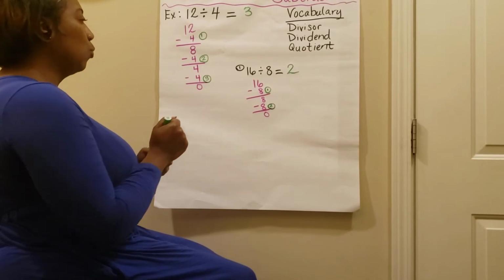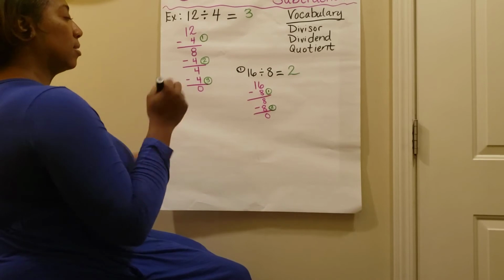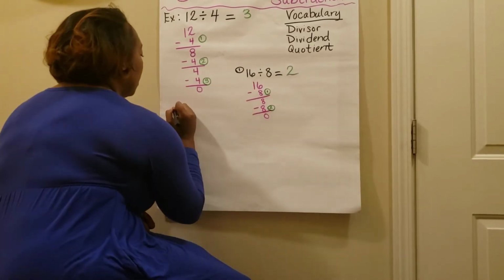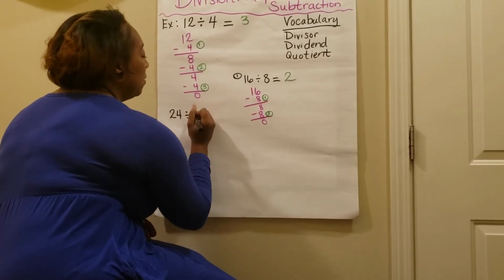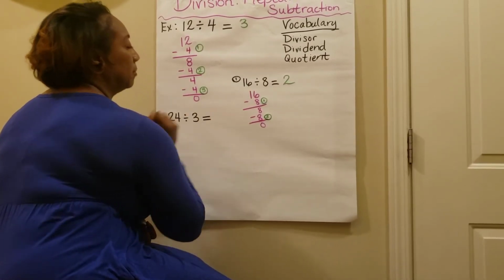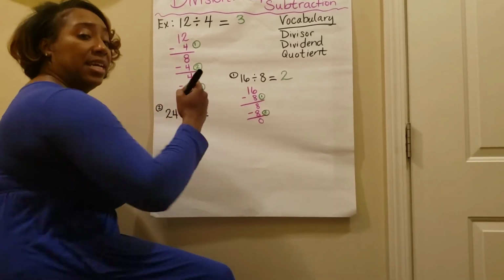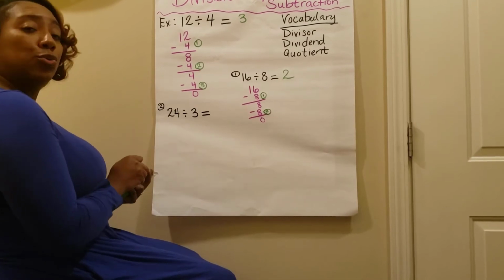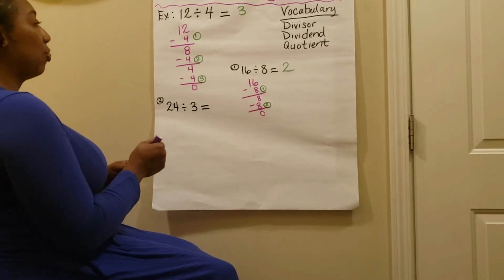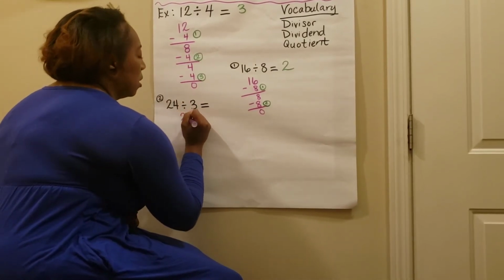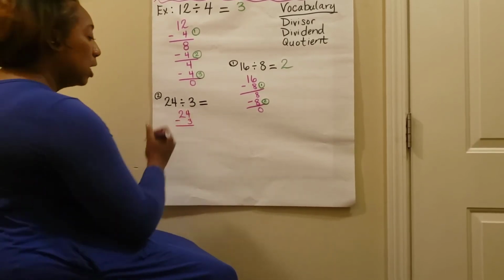Okay, we'll do one more. Let's do a big number this time. Let's do 24, not too big, but 24 divided by 3. So I start with my dividend. So I'm starting with 24, and I'm going to repeatedly subtract my divisor, which is 3. So 24 minus 3 would give me 21.